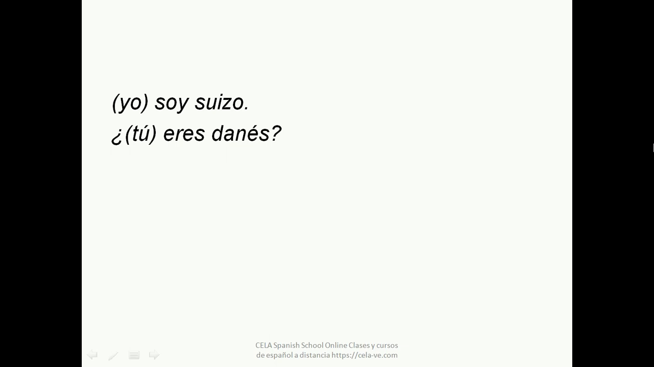Eres danés. We do not use the pronoun because eres is already giving us information about who is the subject of the sentence. Somos estudiantes. Here too, the subject of the sentence is clear because for nosotros there is only one verbal form.